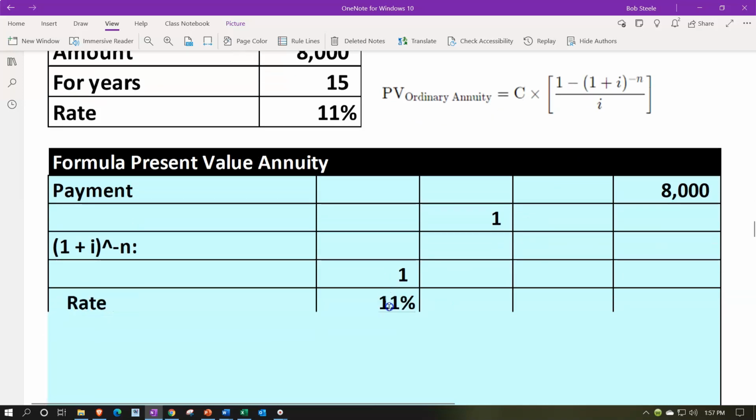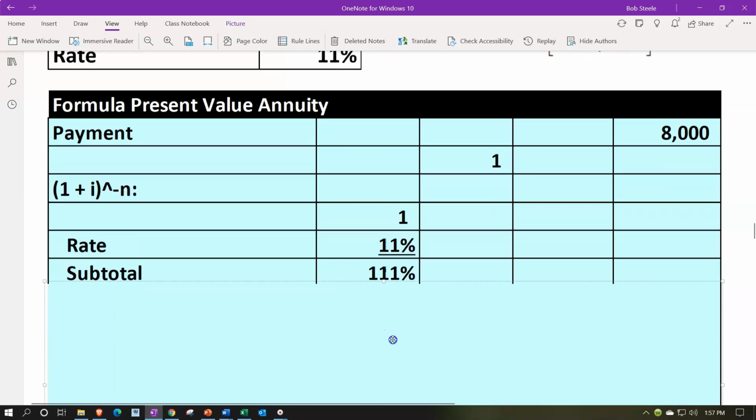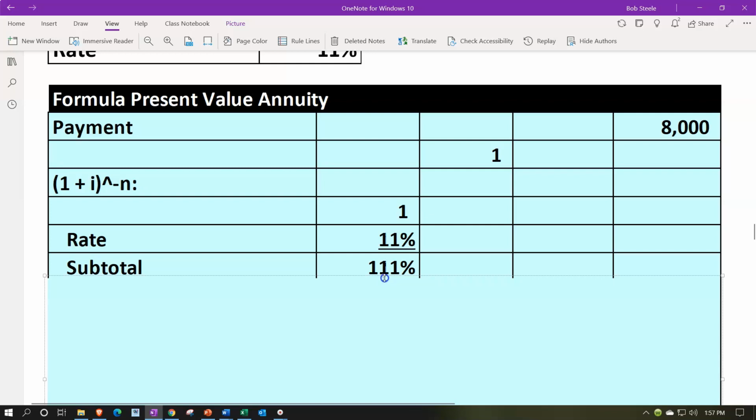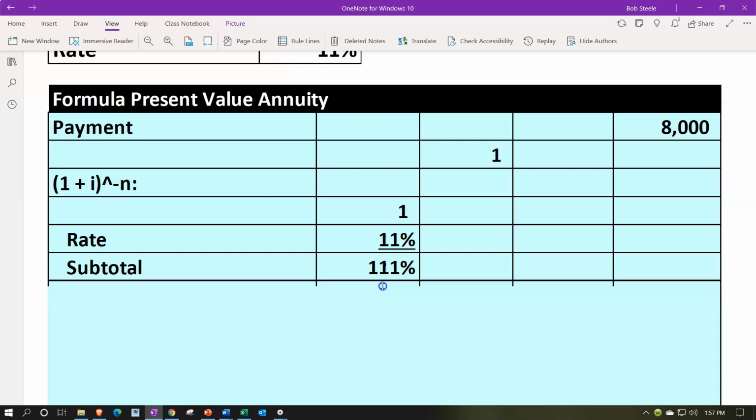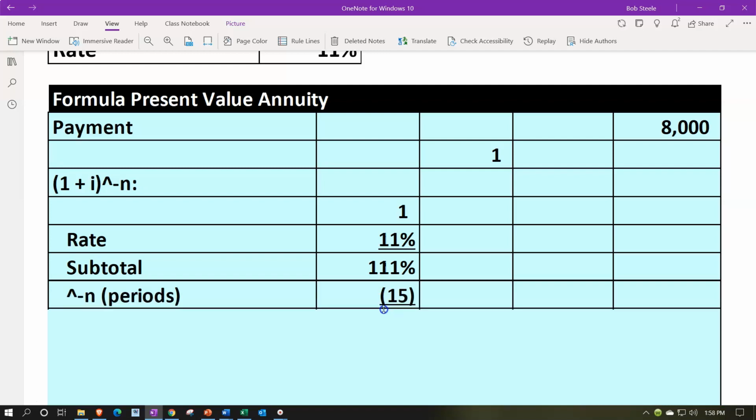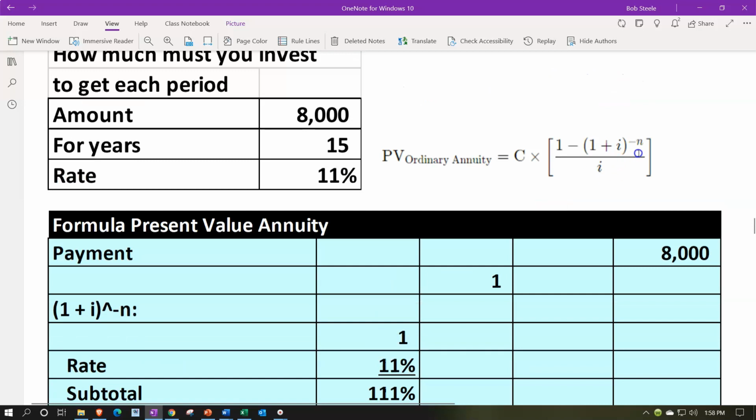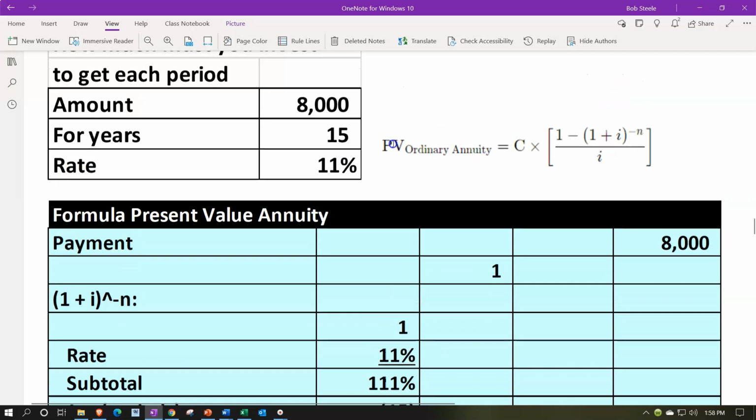So it's going to be 1 plus the rate, 11%. Remember, be careful with the percents and decimals. So 100% plus 11%, or 1 plus 0.11 gives you 111%. And then we're going to take that to the negative number of periods, which is 15.